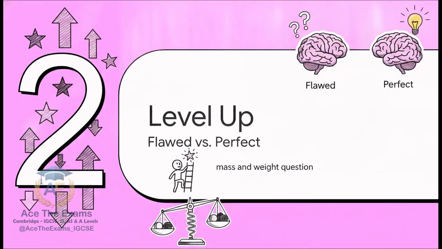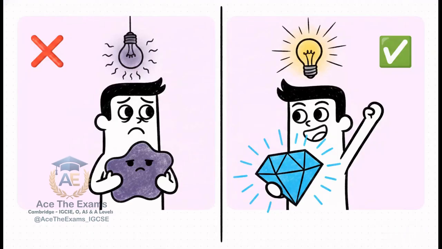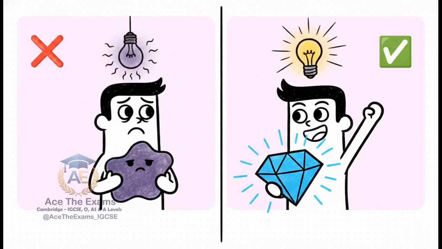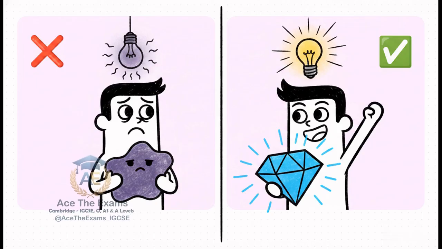Moving to Section 2, level up. We're looking at flawed versus perfect. Let's apply this exact 4-step framework to a really common mass and weight question, so you can see the difference between a C and an A star.